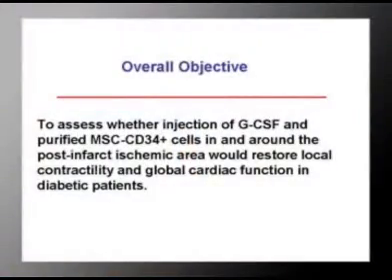So that's the story. Now I wanted to move along to see, since I'm interested in translational research, what happened in patients. So I present to you some clinical applications of mesenchymal stem cells with the CD34 cells. Our objective is to assess whether injection of GCSF to mobilize CD34 cells, in combination with purified mesenchymal stem cells in and around the post-infarct ischemic area, would restore local contractility and global cardiac function in diabetic patients.